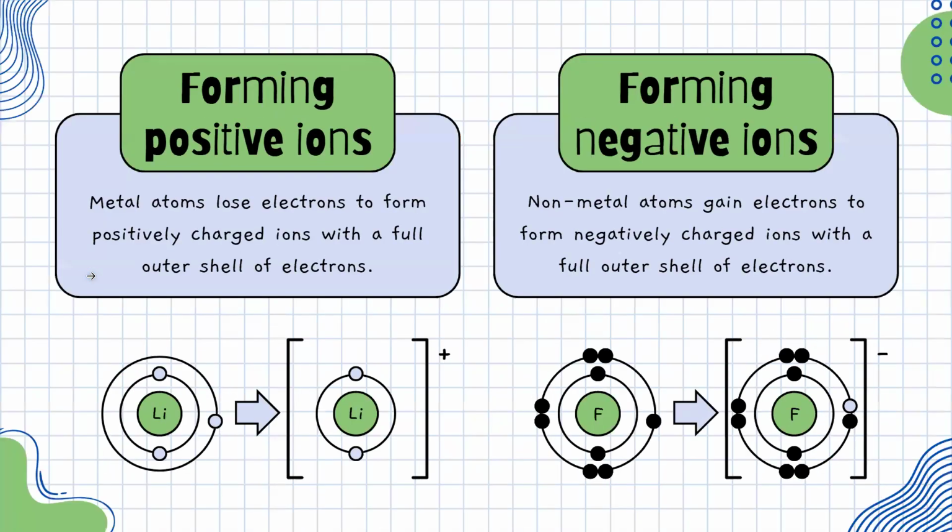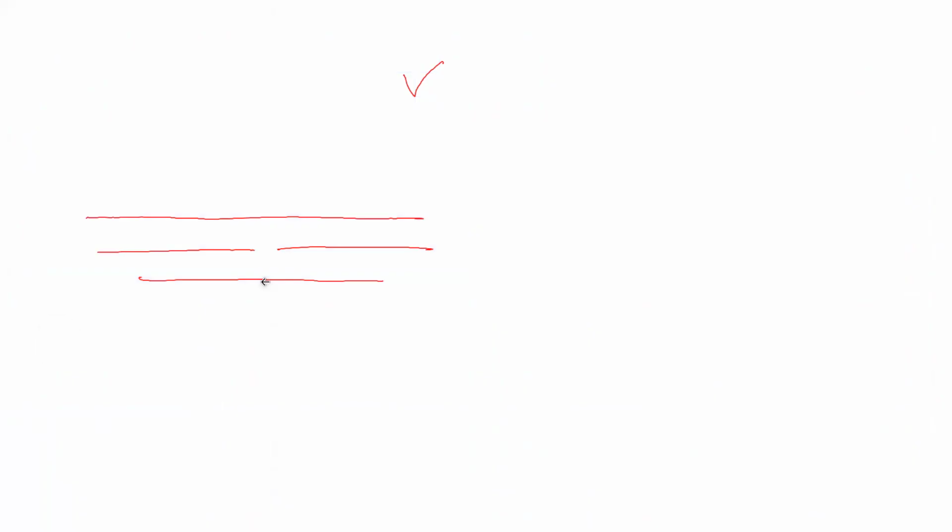So now, look at this. On the left-hand side of the screen, you can see forming of positive ions. Metal atoms lose electrons to form positively charged ions with a full outer shell of electrons. Are you all with me? Yes. All right, beautiful. Now, let me show you something.